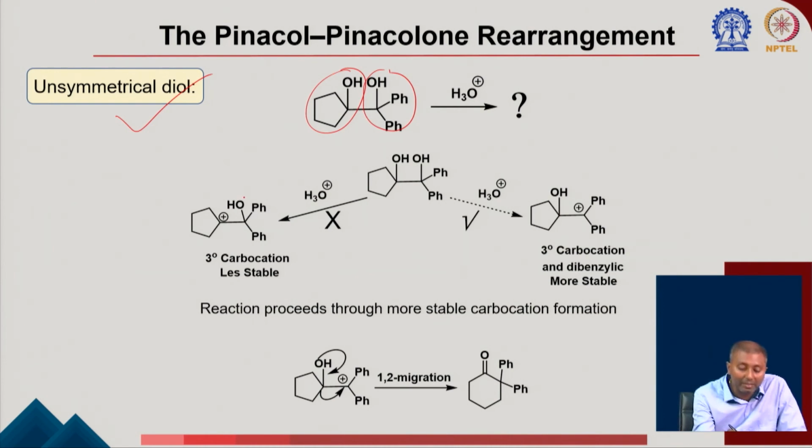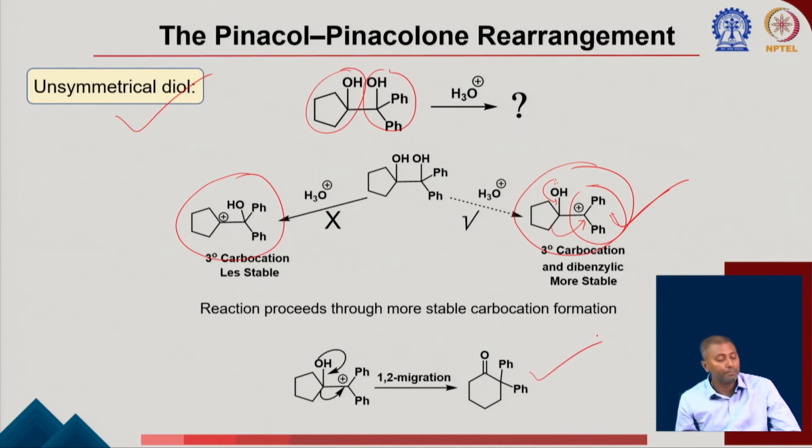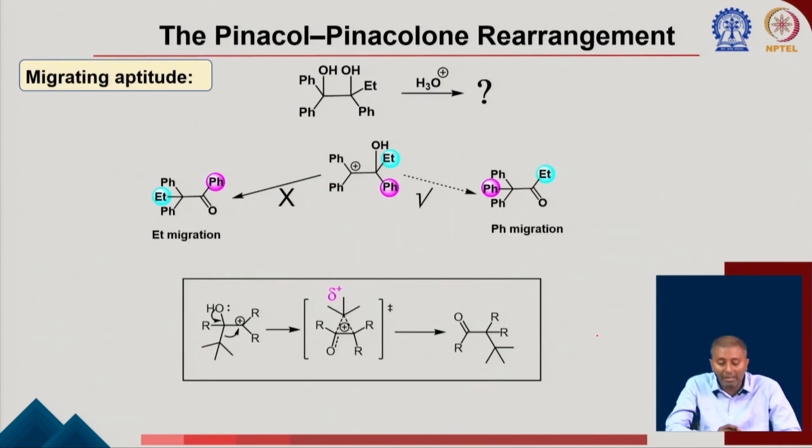If it happens at this site, you can see this is also a tertiary carbocation, but here it is tertiary with two phenyls, it is a diphenyl. So there are two phenyls attached to this carbon, and that will make this carbocation more stable. So that will allow the formation of this particular carbocation, and then there will be a ring expansion. That is also favorable to get to this particular product. So let's go to some other example here.